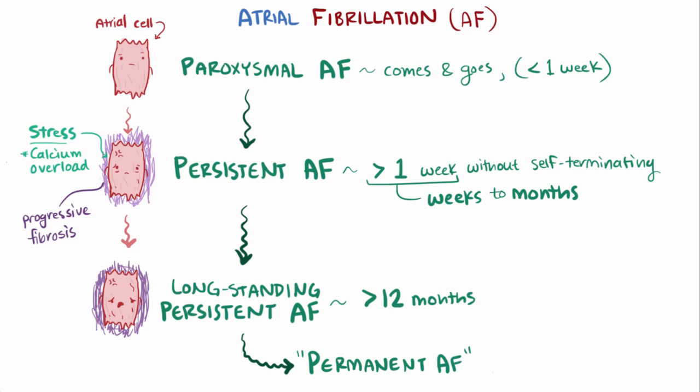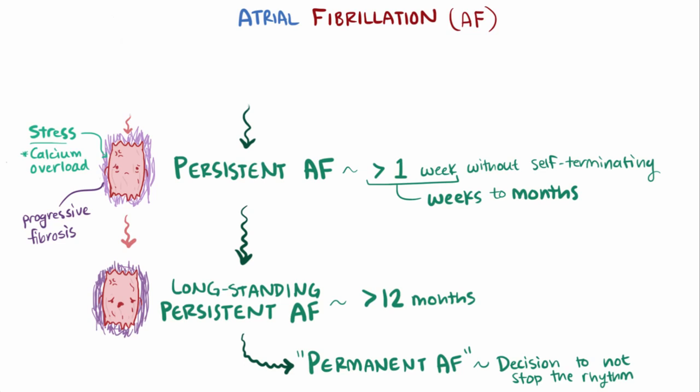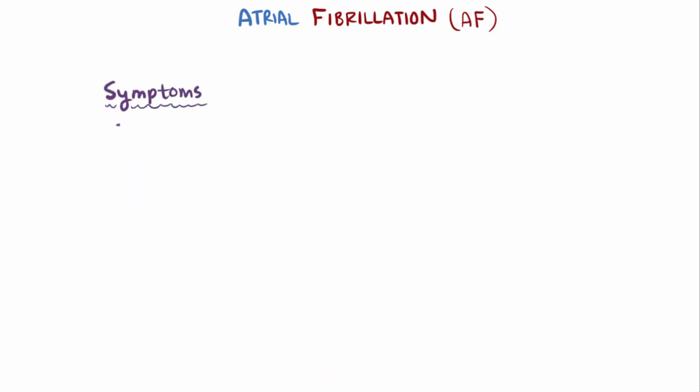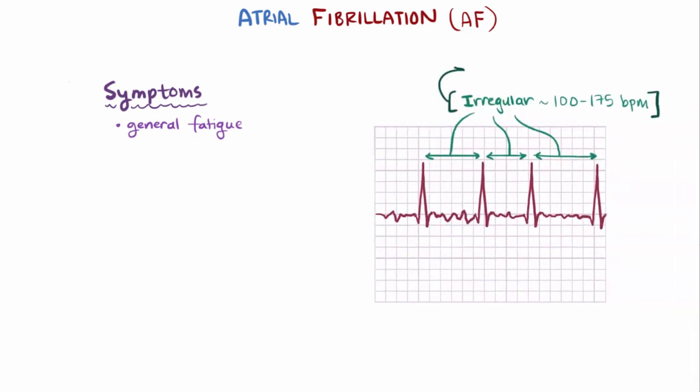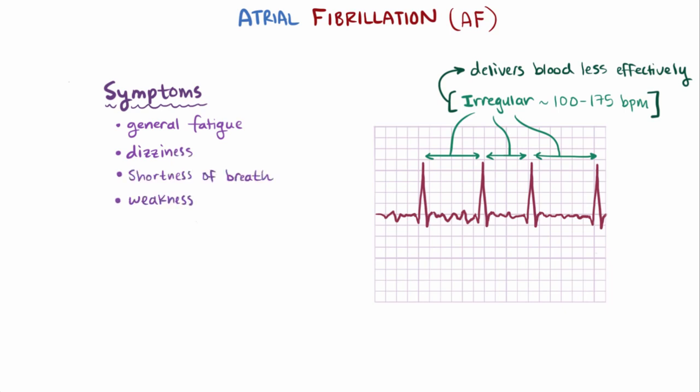And permanent AF is what it's called when the patient and the clinician make a joint decision to not attempt to stop the rhythm. Common symptoms of AF are feelings of general fatigue, since the heart rate isn't being governed by the sinus node anymore, and contracts at irregular intervals, delivering blood less effectively to the tissues. Other related symptoms include dizziness, shortness of breath, and weakness. Patients might also feel palpitations or a thumping in their chest.